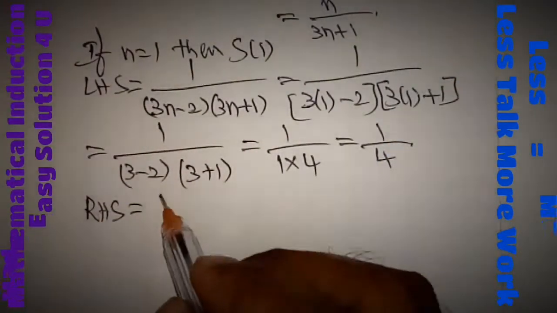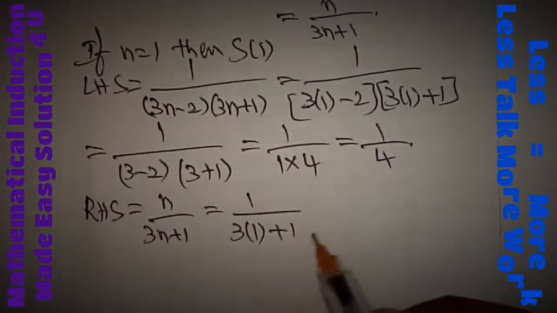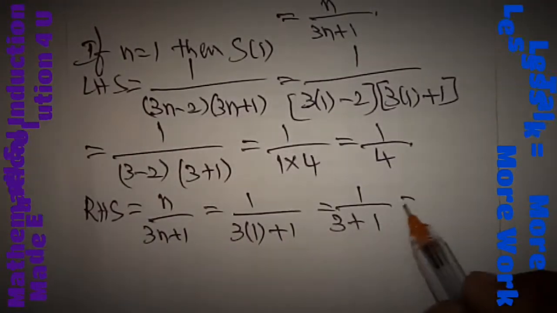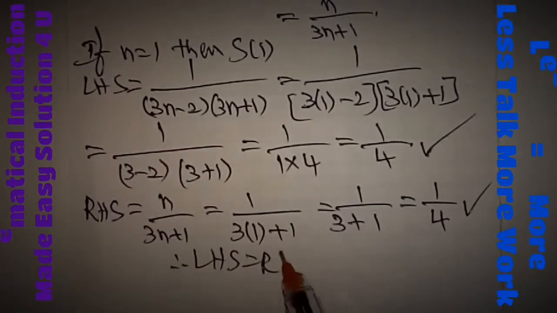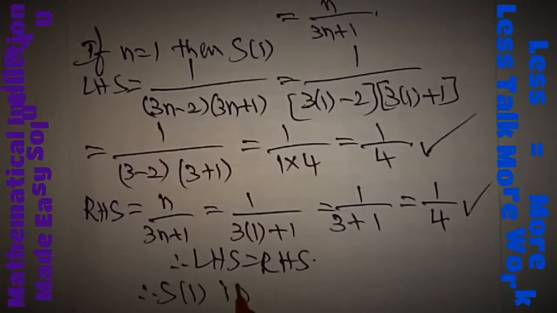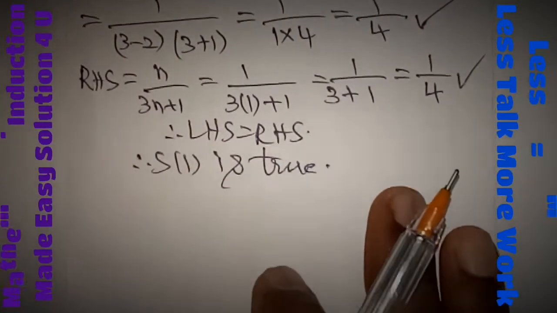What is the RHS value? n by 3n plus 1. Here also you can substitute n is equal to 1. We get 1 by 3 into 1 plus 1, is equal to 1 by 3 plus 1, is equal to 1 by 4. So LHS value 1 by 4, RHS value 1 by 4. Therefore LHS is equal to RHS. Therefore S of 1 is true. Completed the first step. Now I want to go to the second step.